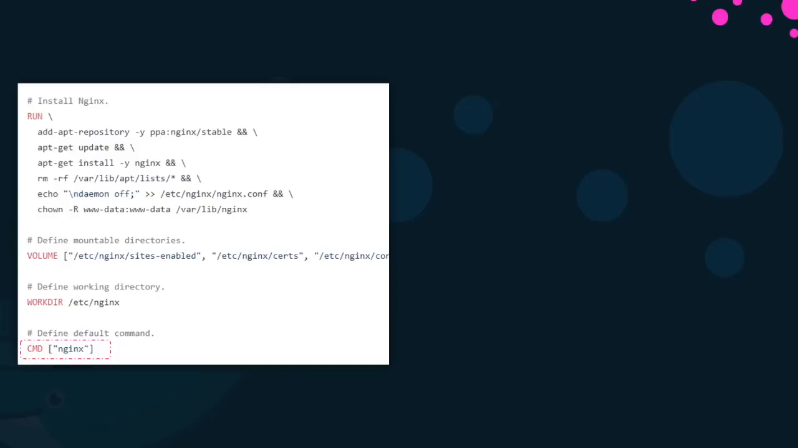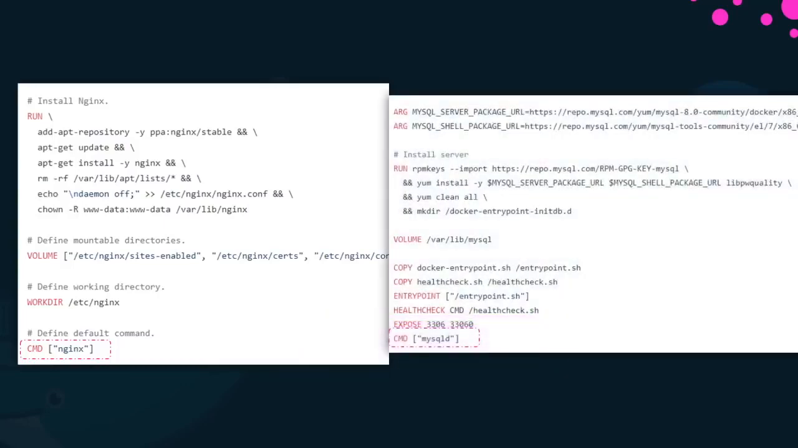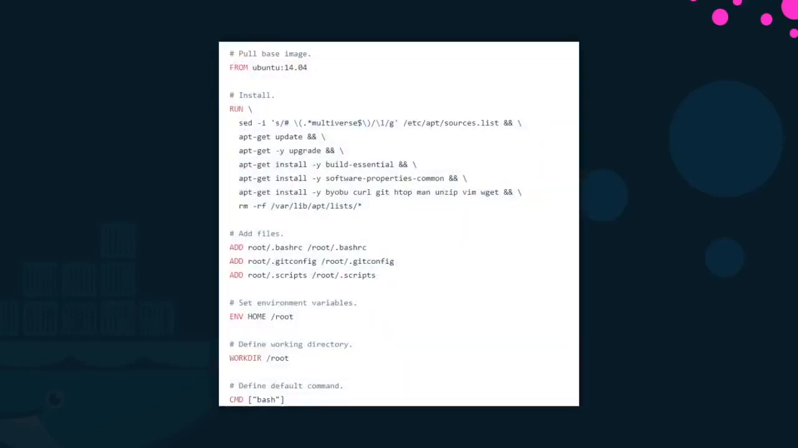For the nginx image, it is the nginx command. For the MySQL image, it is the mysqld command. What we tried to do earlier was to run a container with a plain Ubuntu operating system. Let us look at the Dockerfile for this image. You will see that it uses bash as the default command.